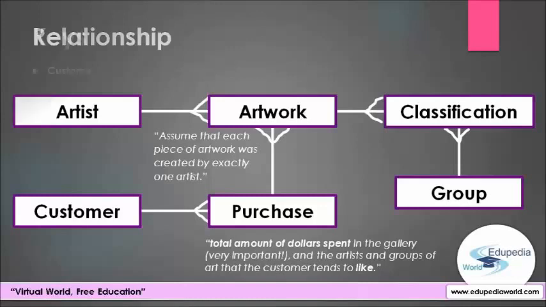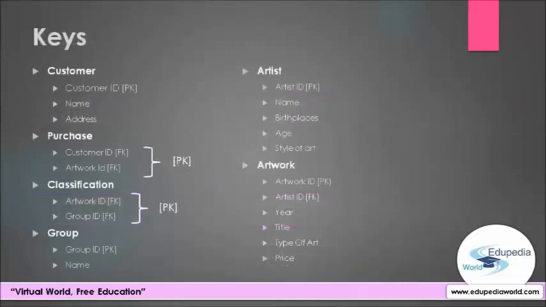And now the final thing, identify the keys of the finalized entities. So for the customer entity, the customer ID is the primary key. For the artist entity, the artist ID is the primary key. And here in the artwork, the artist ID comes as the foreign key, and we are using the artwork ID as the primary key.